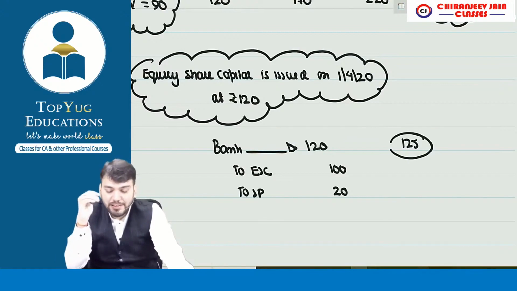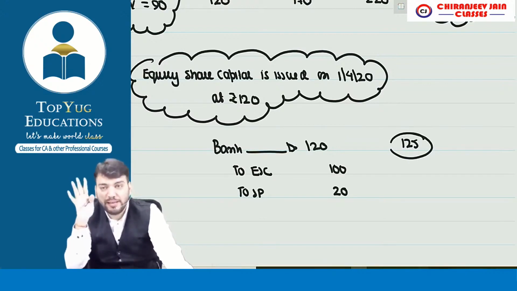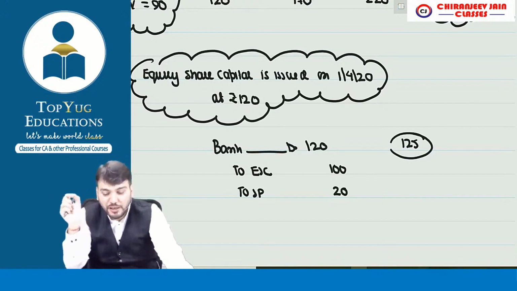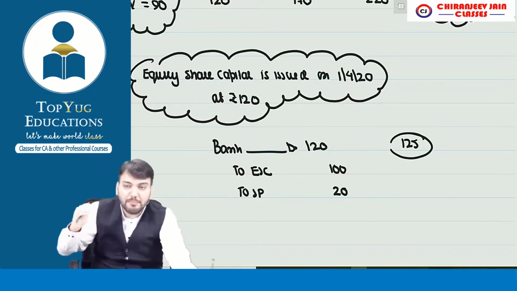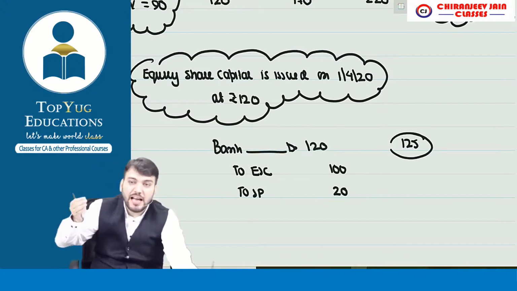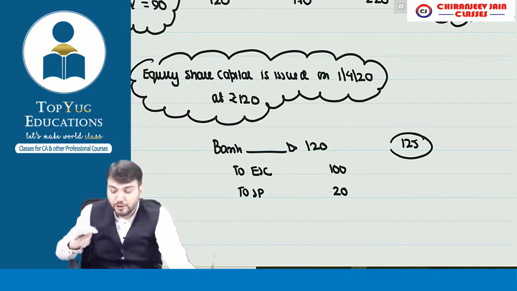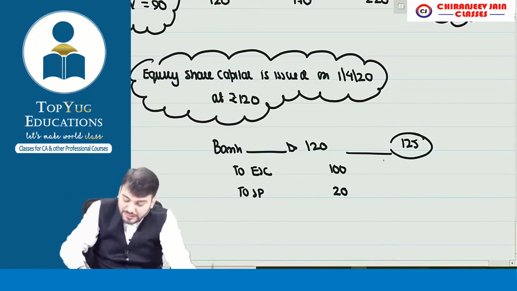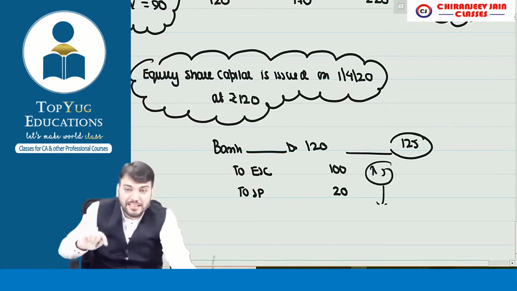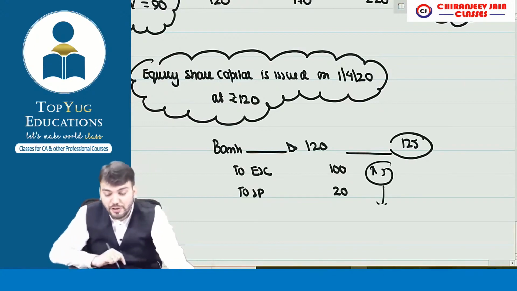Equity shares are issued on 1/4/2020 at rupees 120, and let us assume the nominal value of equity shares is 100. So we have done one journal entry in the books of the company, bank account debit, to equity share capital, to premium. Now subsequently the market price of equity shares has increased from 120 to 125. So you can see there is an increase of 5. What journal entry will we do for that increase in the books of the company?